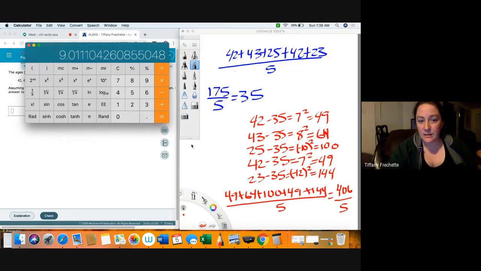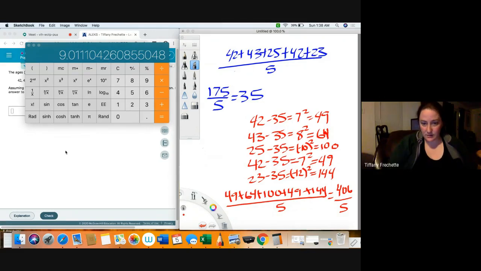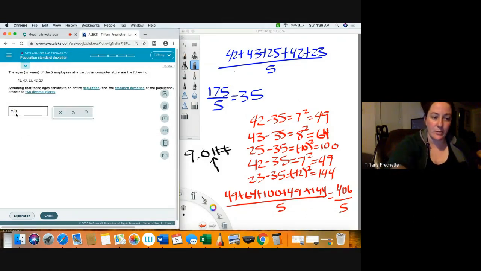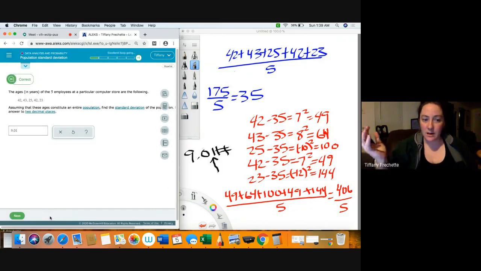So we get 9.0111. It said go 2 decimal places, so that's this first one here. So I'm going to take a look at the number right after it. It's just a 1, so that's 4 or less. So the numbers all past that just kind of drop off. So I'm just going to have 9.01. So 9.01. We're going to check. And ta-da! We got it right.